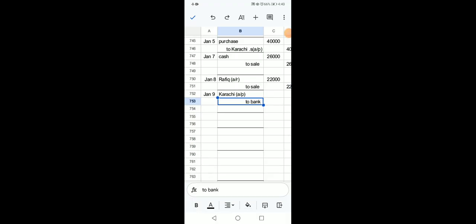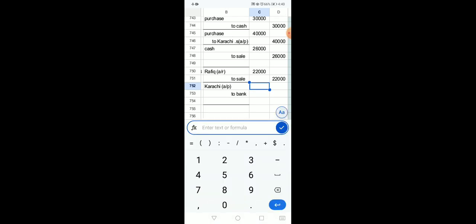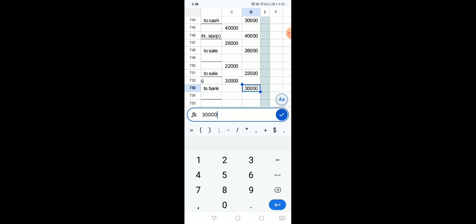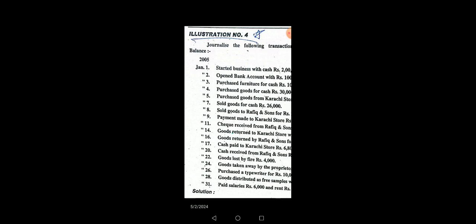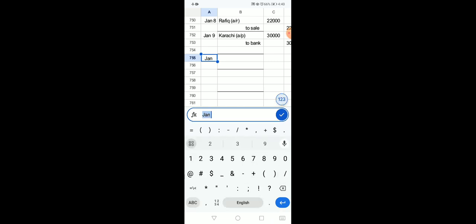How much amount you are paying to Karachi? It is 30,000. Though you were liable to pay more, as goods worth 40,000 have been purchased from Karachi. Right now you are partially paying just 30,000 and same amount you will be writing on your credit side as well. This way January 9th entry has been completed. Now let's see what is next. After January 9th we have January 11, put date first. Here we have January 11.